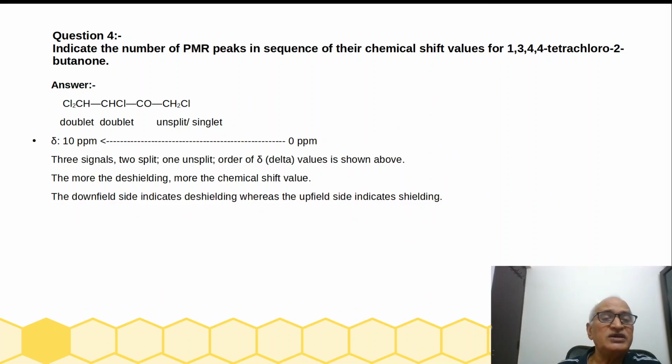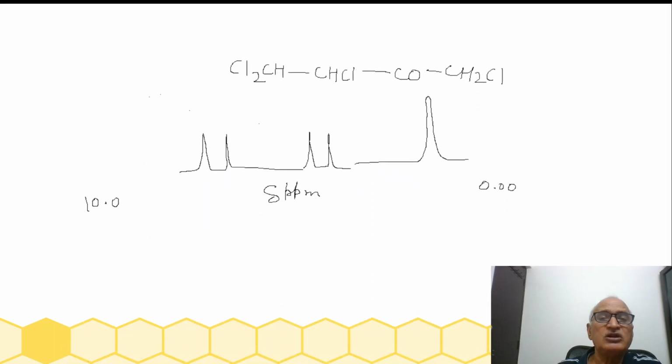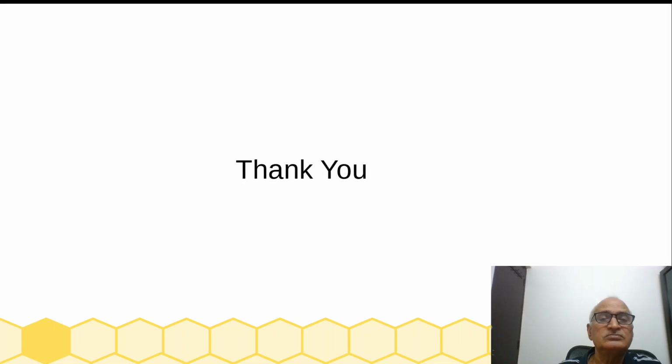The downfield side indicates de-shielding, but the upfield side indicates shielding. The delta scale is dimensionless and universal, independent of magnetic field, but the frequency scale, which is in hertz, is field dependent. Protons separated by more than three single bonds do not split each other's signal. The spectrum is drawn like this. Two doublets, the structure is shown above the spectrum, and one singlet. Thank you.